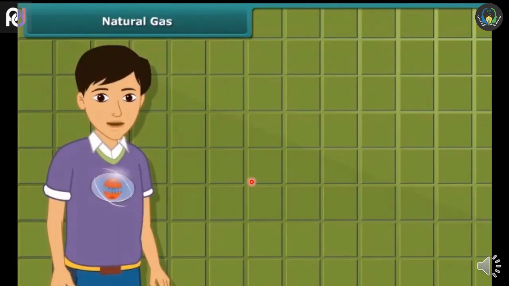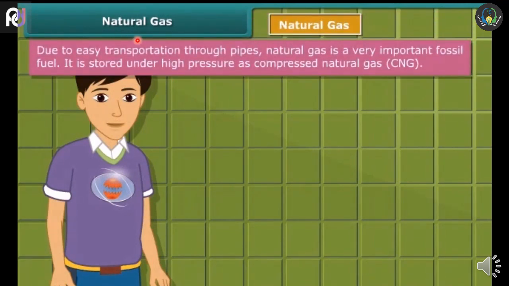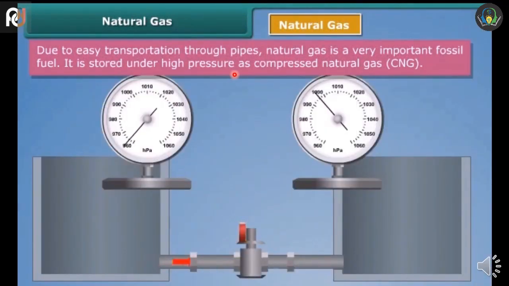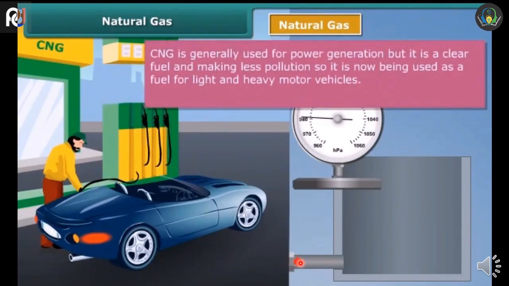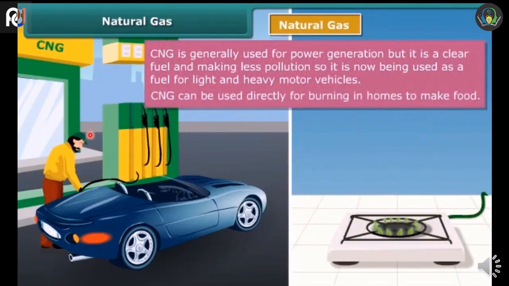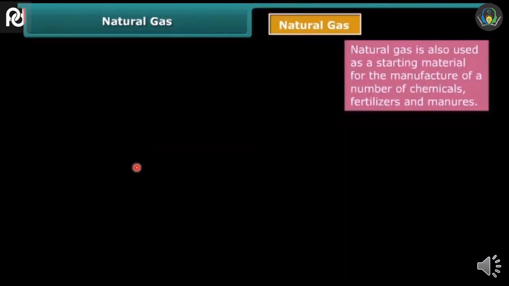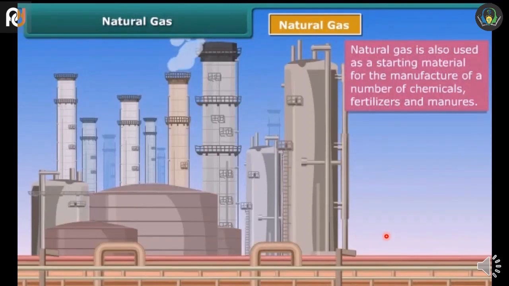Now let us move on to our next exhaustible natural resource, which is natural gas, also known as compressed natural gas (CNG). It is stored under high pressure as compressed natural gas. CNG is generally used for power generation, but due to being less polluting, it is widely used as a fuel for vehicles. It is also used for cooking purposes. It is also used as a starting material for the manufacture of a number of chemicals, fertilizers and manures.